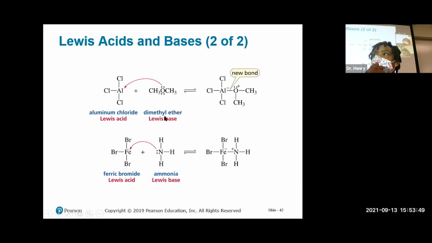I was going to ask you, which one is the acid and which one is the base? The aluminum chloride is going to be our acid because it's going to be accepting the electrons. So then the dimethyl ether is going to be our base. Here, which one is the acid? Same concept, right? Next time I won't put the arrows and everything up.